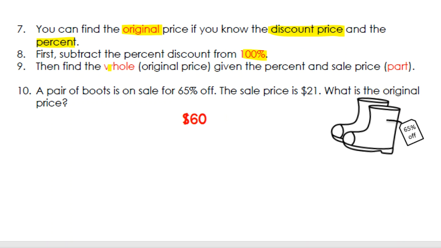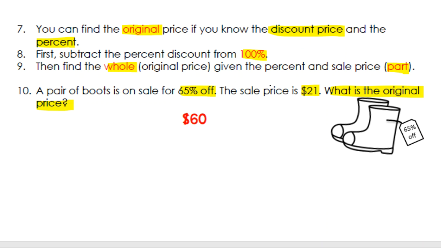Then you find the original price, or the whole, given the percent and the sales price, which is the part. Okay? So a pair of boots is on sale for 65% off. The sales price is $21. What is the original price? Okay, so for this one, we are going to set up an equation.